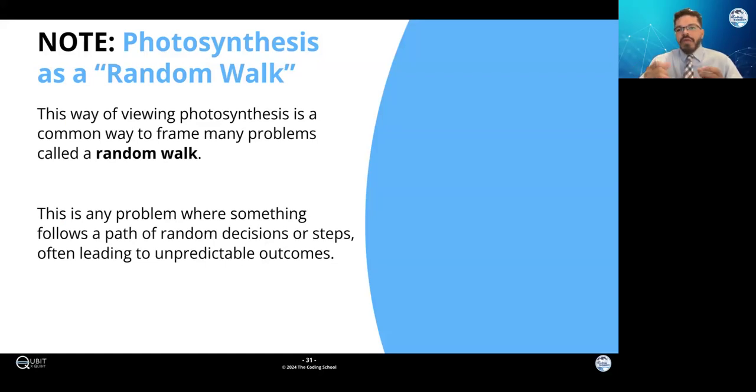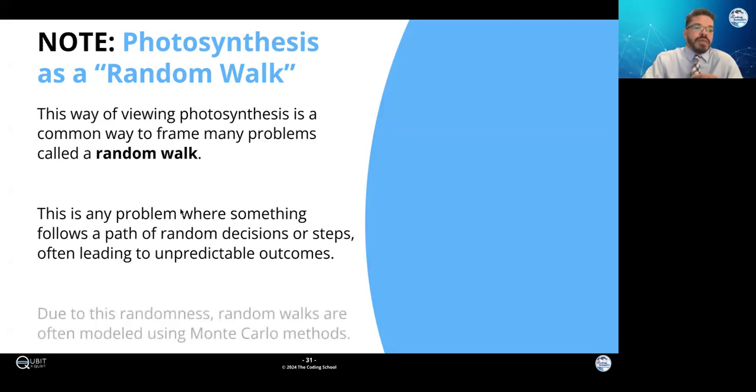So the exciton is moving randomly across these pigment molecules because it doesn't know any better. There's no a priori reason for it to travel one direction or another, so it just picks one, the same way measurement in quantum mechanics picks a state. Due to this randomness, random walks are often modeled using Monte Carlo methods. And so that throws us back to why Monte Carlo might be useful for simulations in general.